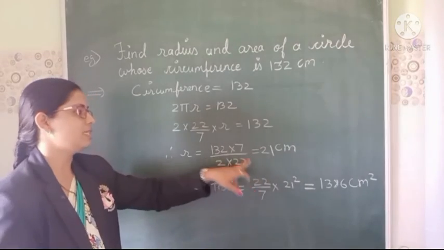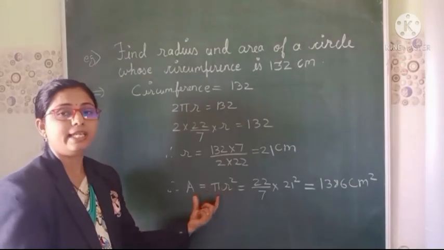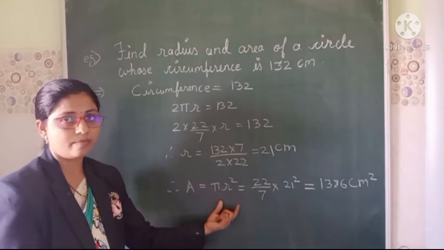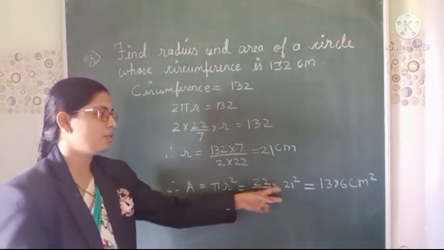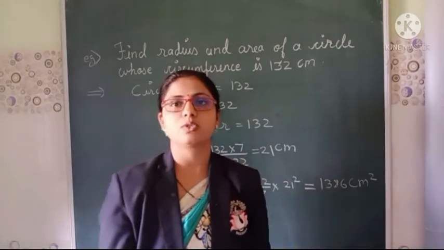Put the value of radius in the area formula. Area equals pi r square. So put the value of r, and you will get the value of area, that is 1386 cm square.